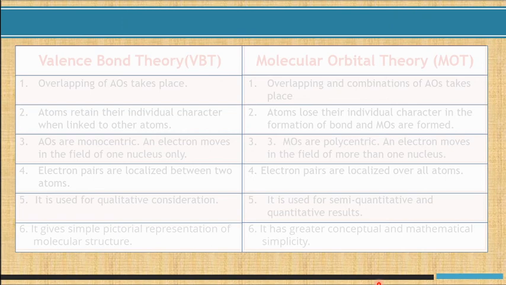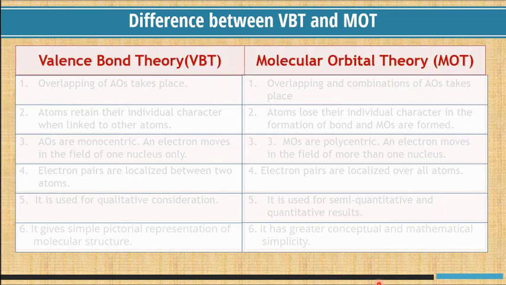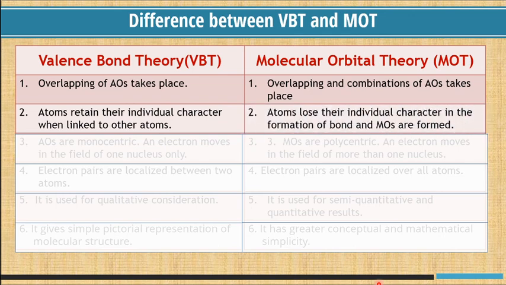Let us consider the difference between valence bond theory and molecular orbital theory. In valence bond theory, overlap of atomic orbitals takes place. In molecular orbital theory, overlapping and combination of atomic orbitals takes place. In valence bond theory, atoms retain their individual character when linked to other atoms. In molecular orbital theory, atoms lose their individual character in the formation of bonds and molecular orbitals are formed.